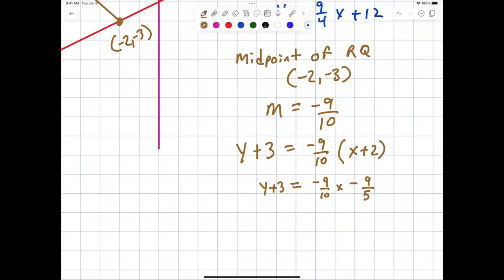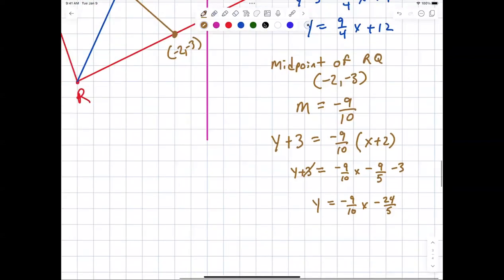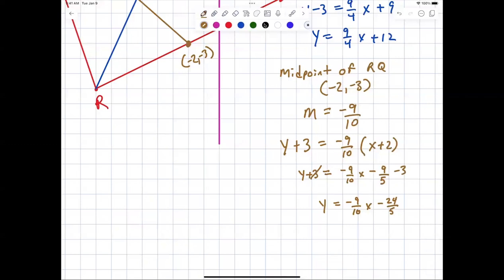And now I have to subtract 3, right? So subtracting 3 is 15, right? 15 and 9 is what? So -9/10 x minus 24/5. Everybody agree with that? And then what was the other equation? So I'm taking these two equations. Come on, guys. Now this is where you got to pay attention. Taking these two equations, copy, paste, and I'm solving them. Do we agree?